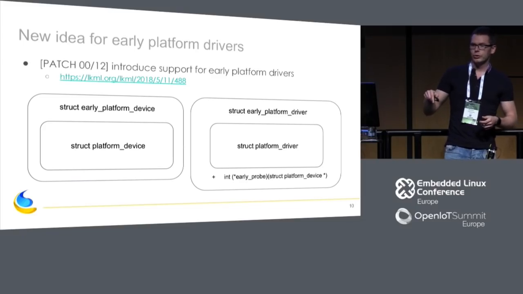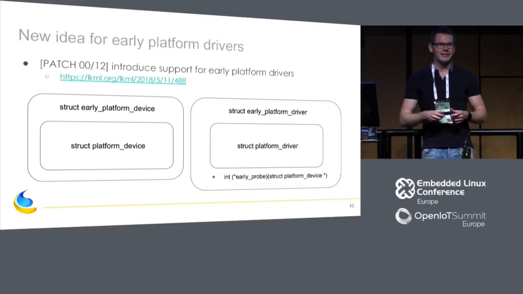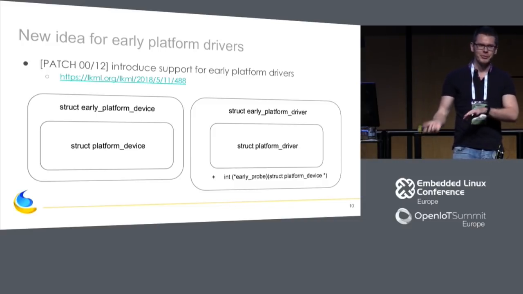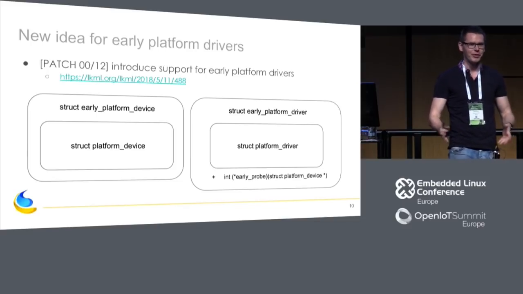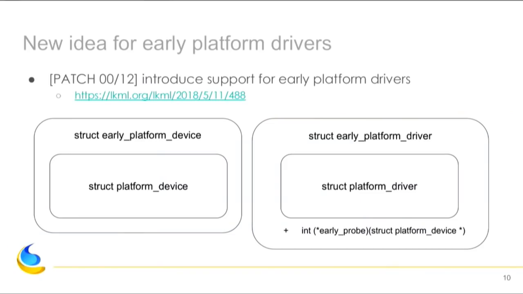So I came up with a solution where we had two new data structures. They're called early platform device and early platform driver. Which is, by the way, the same that the previous implementation used, except that in my series we first moved this old code into Arch SH, and this is the new implementation. So users will never have to deal with early platform devices directly; they will just define them. But actually, we don't add any new fields to the structure that the user would be concerned about. And for the early platform driver, we only add a single callback that's called early probe.